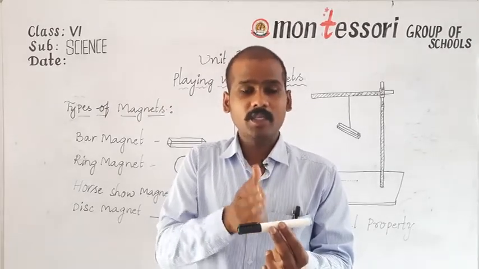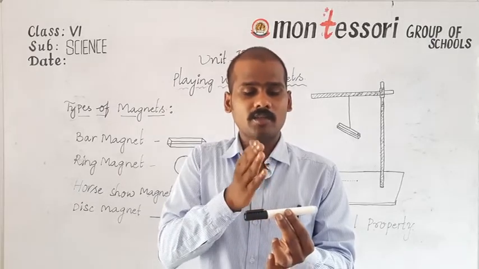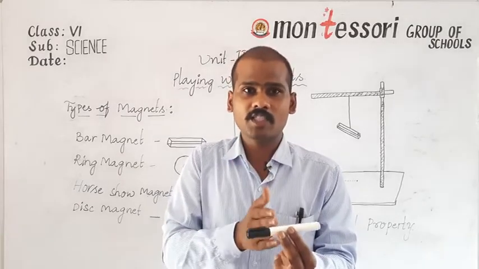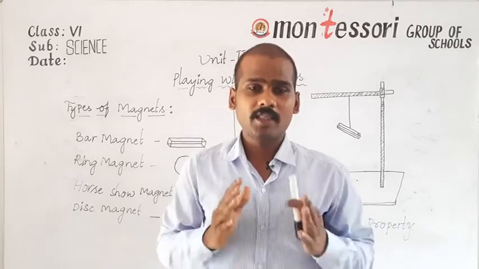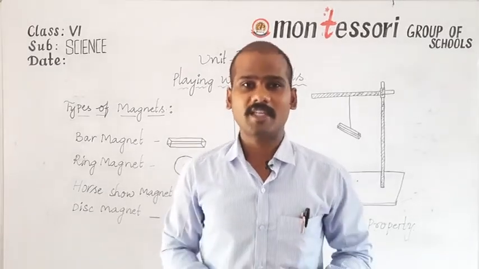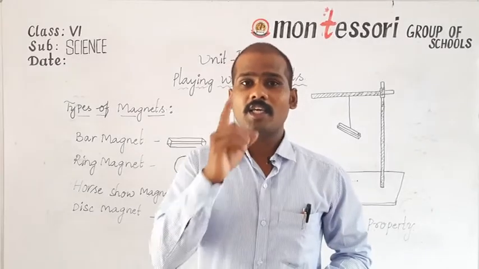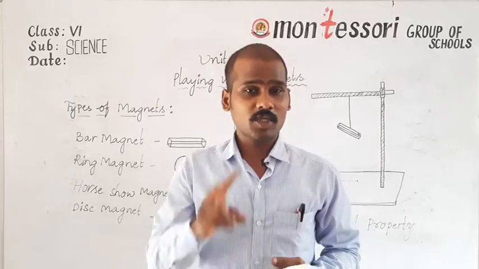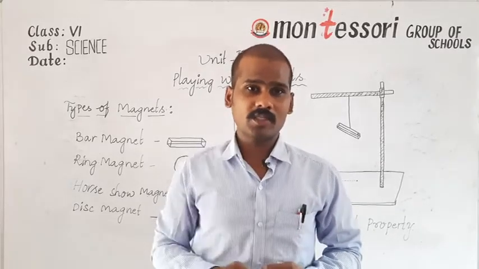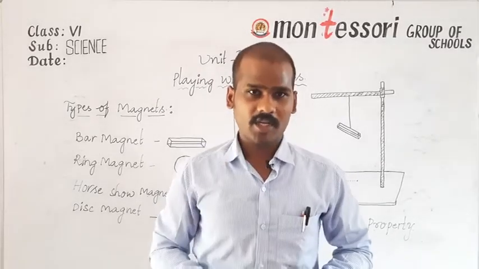Okay, actually this strength, the magnetic power, is more at the ends because the ends contain some poles. They are called poles of a magnet. So that means each pole for each end. A magnet contains two ends, that means two poles, each pole for each end.